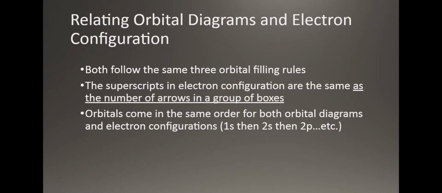As I mentioned, orbital diagrams and electron configurations are really related. They both follow the same 3 orbital filling rules: the Pauli exclusion principle, Hund's rule, and the Aufbau principle. Also, the superscripts in the electron configuration are the same as the number of arrows in the groups of boxes. The orbitals also come in the same order for both. Remember, we always had a single box, and then a triple box for orbital diagrams. In this case, we have 1s, 2s, and then 2p. So they all get tied together and are describing the same thing. It's just different ways of doing it.